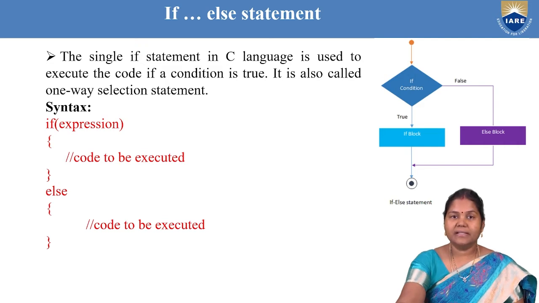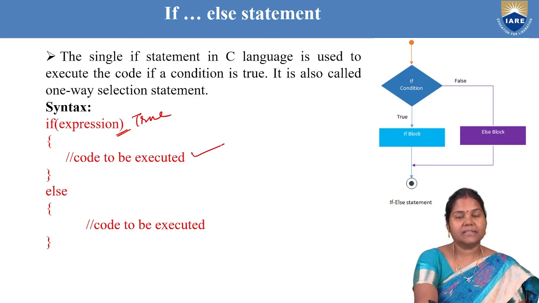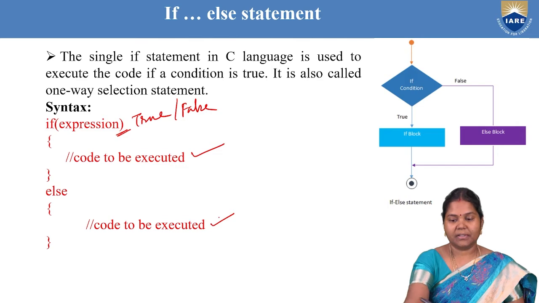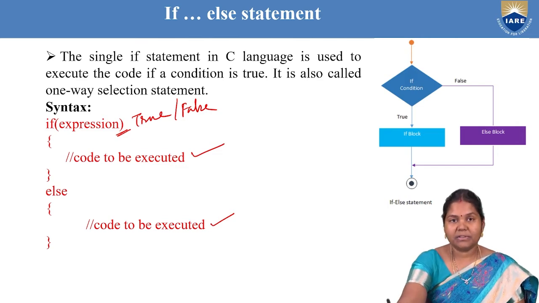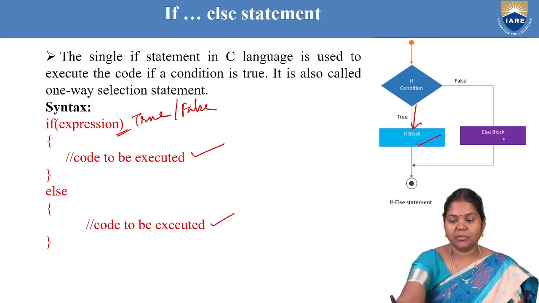This statement is used to execute the C program. When the condition is true, then the if block is executed. When the condition is false, then the else block is executed. So, you have to write like this: if any expression, if that expression is true, then the true block is executed. If that expression is false, then the false block will be executed. So, you can see the flowchart. If the condition is true, then the true block is executed. If it is false, the else block will be executed, and then it will continue the normal programming.